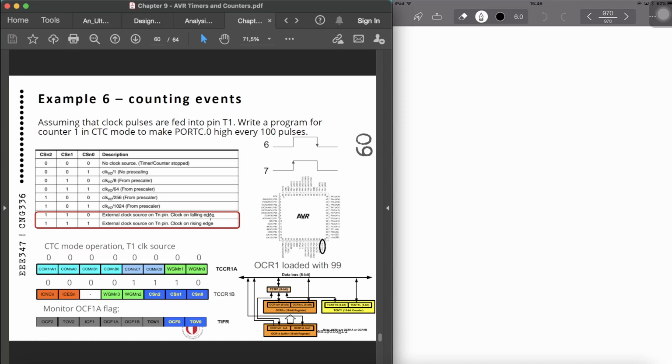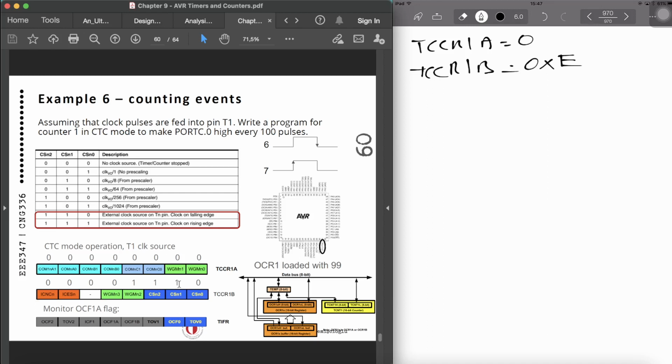We can choose the falling edge in this example. TCCR1A is still 0. The mode is CTC mode, so that's why it is 0, 1. And the clock source is the external clock source on the falling edge, which is 1, 1, 0. So this is going to be configured as 1, 1, 1, 0, which is E. So we can say TCCR1A equals 0, TCCR1B equals 0x0E. That's the important part of it.